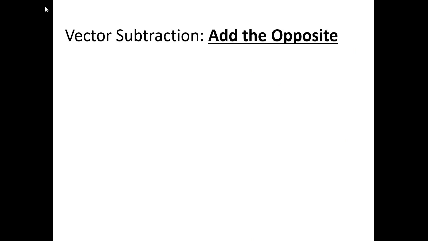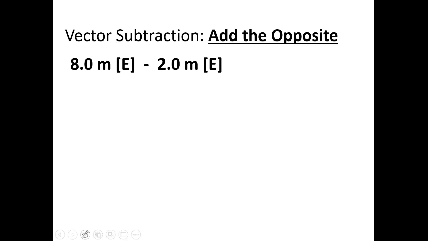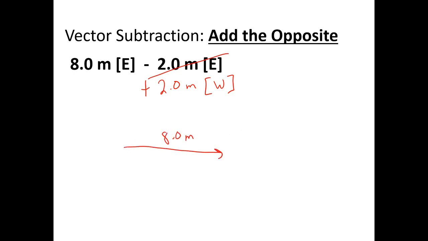When we are subtracting vectors, we are going to add the opposite. Here's an example. What that means is we are going to go and add the opposite. So if we have this negative, we're just going to change that vector around. All that means is that the direction is going to change. So if we have 8 meters to the east, you'll have to excuse my unstraight line, and then we add to it a vector that is heading 2 meters back to the west.